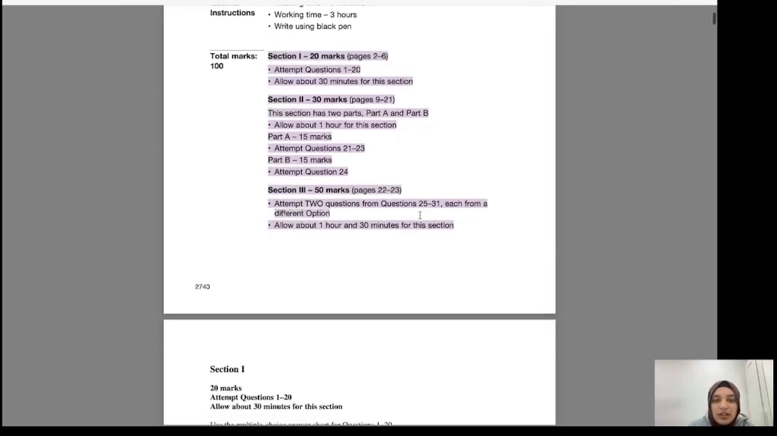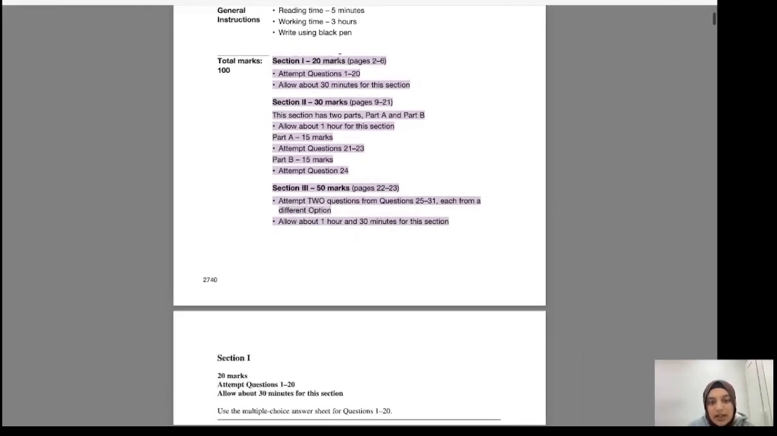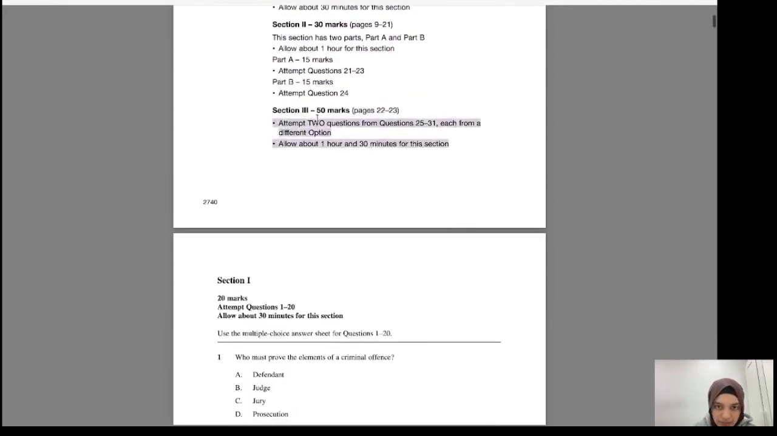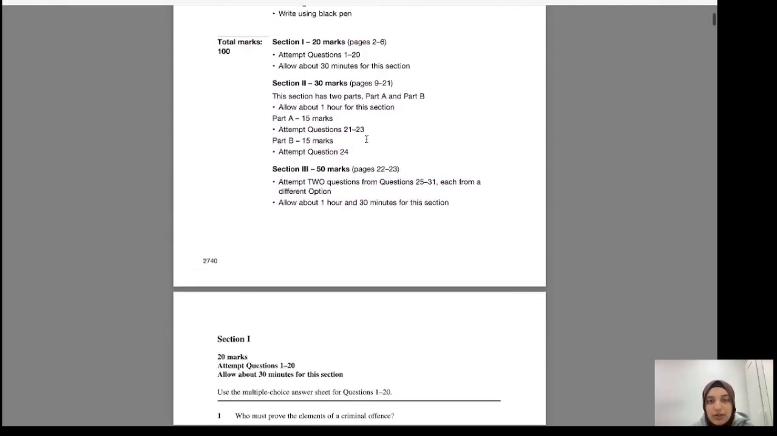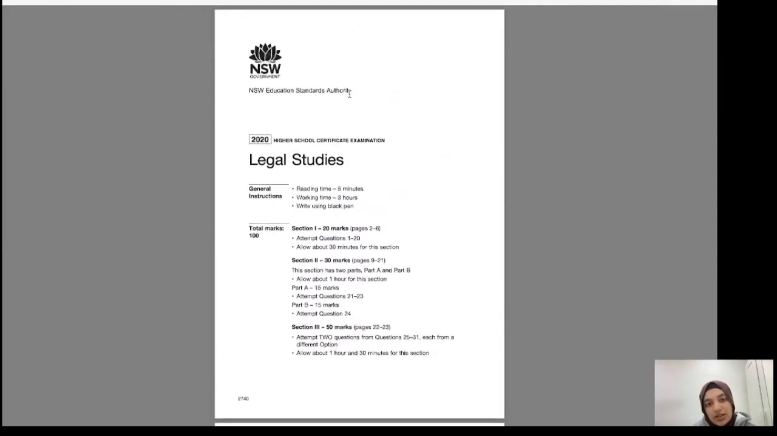Now, I've given you what I think are good recommended times for each section, but you have this in case you want to try and figure out your own way. The recommended time for the multiple choice is 30 minutes. For section 2, your crime essay, which is 15 marks, and your short answer for human rights, which is 15 marks as well, they're giving you about an hour in total. And then 50 marks, which is your section 3, your 2 option essays, you've got about an hour and 30 minutes. So there you go. Those are the recommended times.